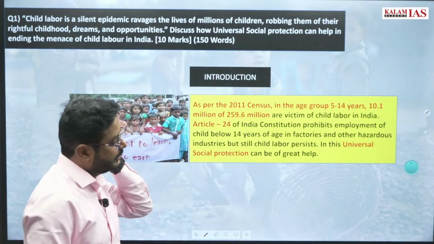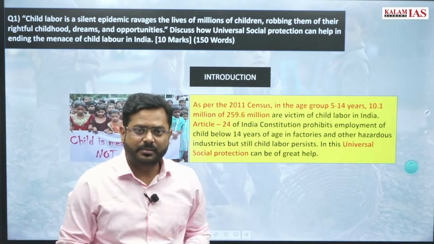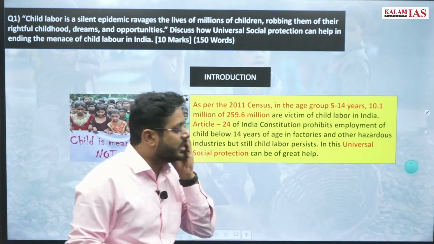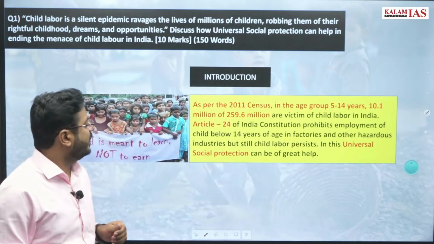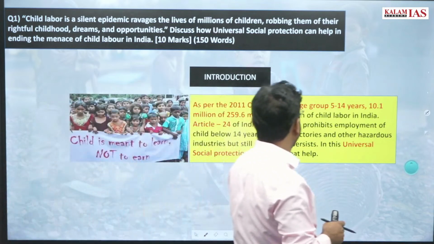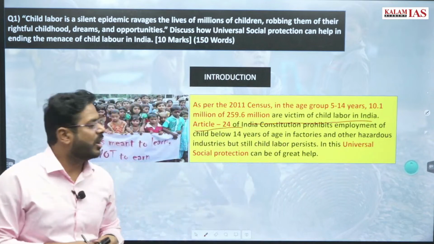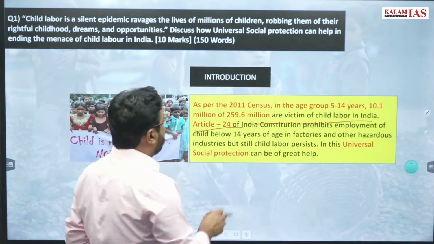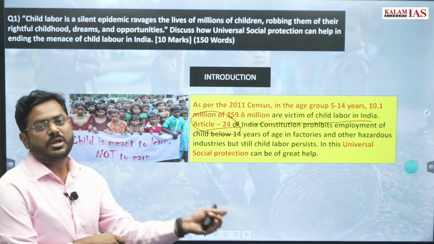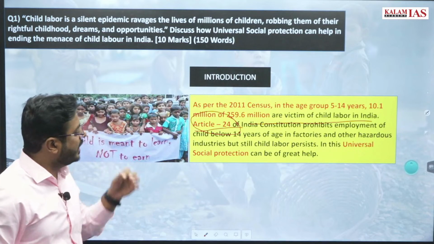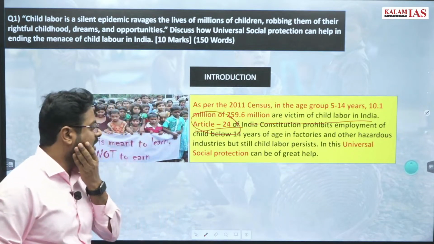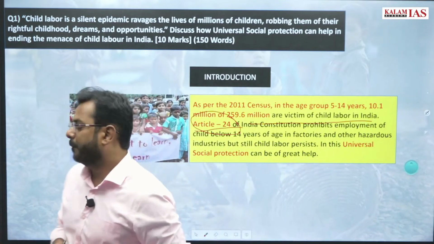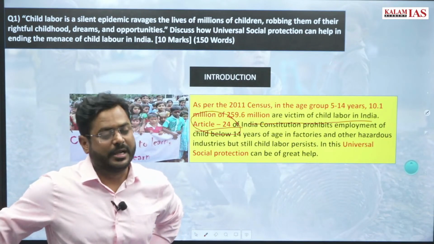How can you introduce? You can introduce that as per the census 2011, in the age group of 5 to 14 years, 10.1 million population was children, out of which 259.6 million are victims of child labor, right? So nearly one-fourth of the children are victims of child labor. Also you can mention Article 24 of the Constitution. Article 24 prohibits employment of children below 14 years of age in factories and other hazardous industries, but still child labor persists, and universal social protection may be helpful in eliminating child labor in India, right?